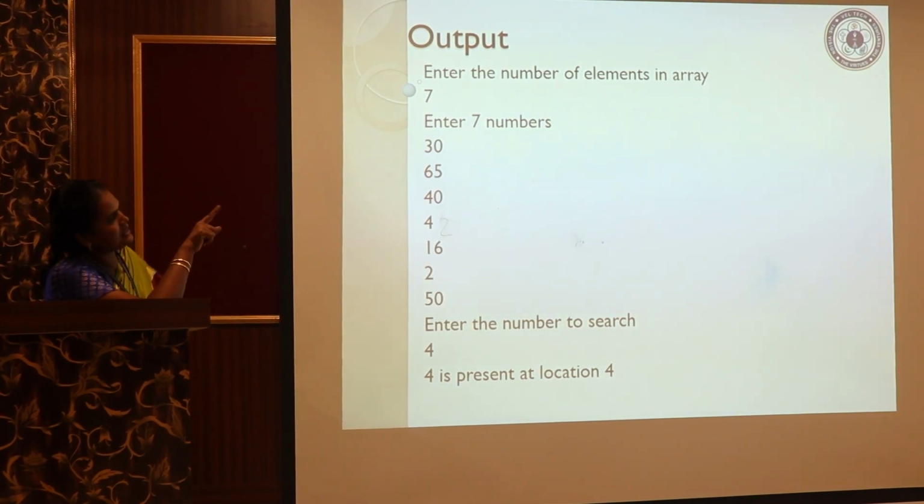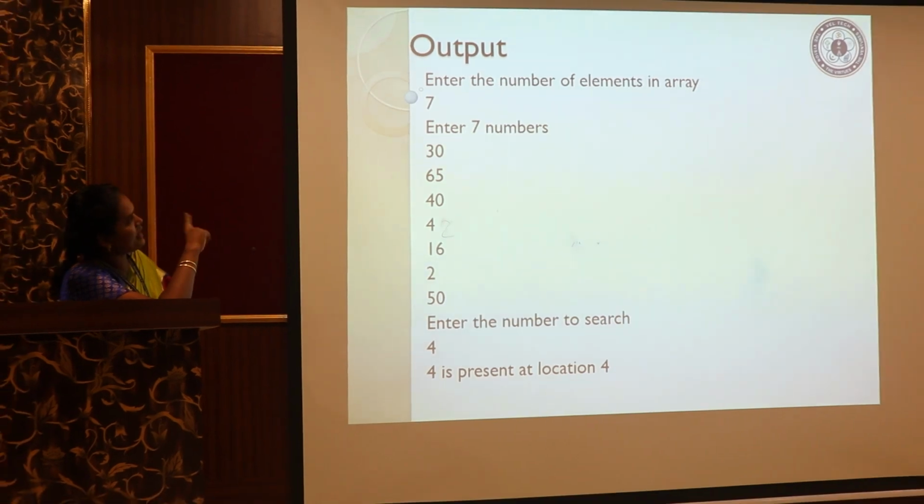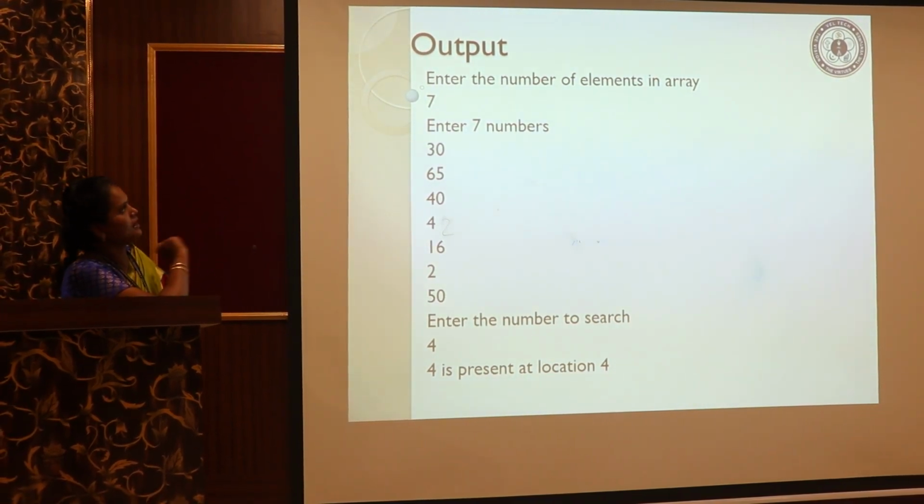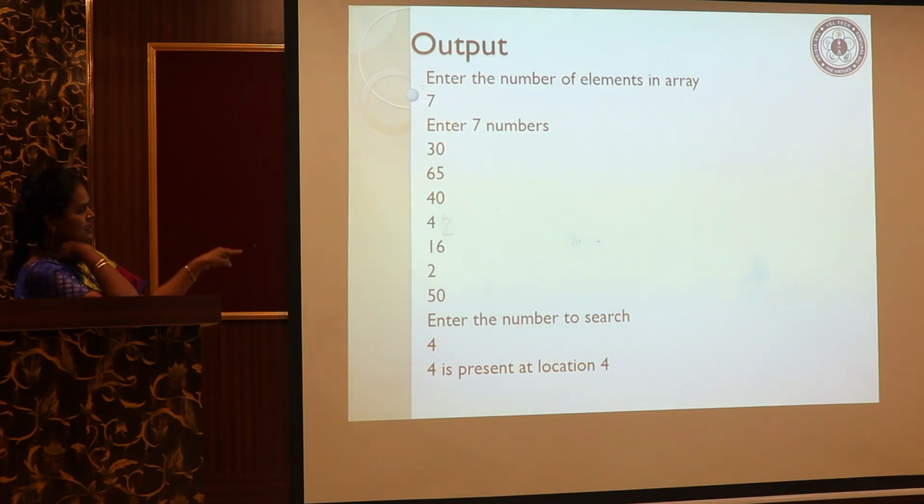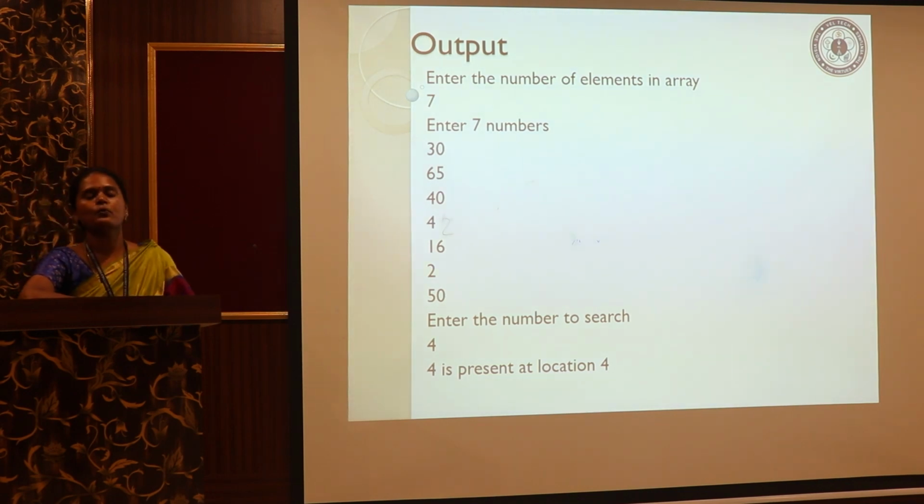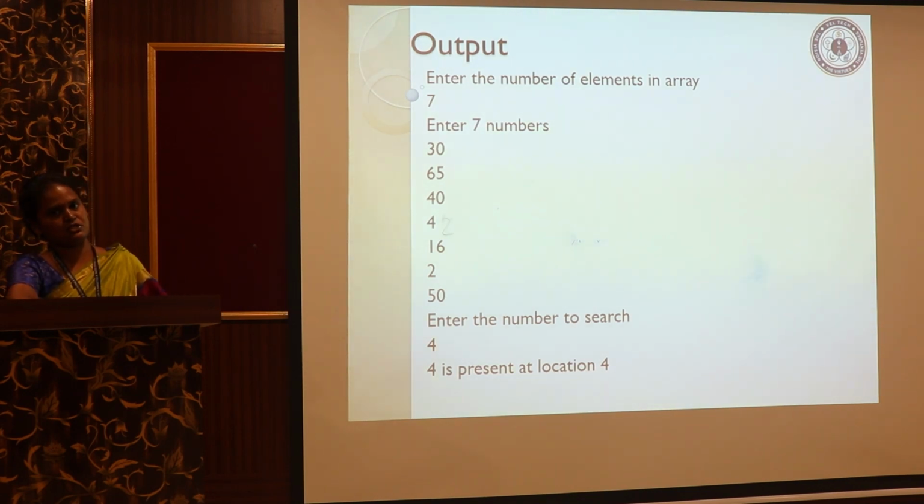So you have to enter the total number of elements in the array. In our example, we have taken 7 elements, and then you have to enter the elements using scanner. You have to get the input from the user. So I have given 7 values, and the search element is going to be 4. Once you run the code, the search element is matched at position 4. So it displays that 4 is present at location 4. So this is how we perform linear search.